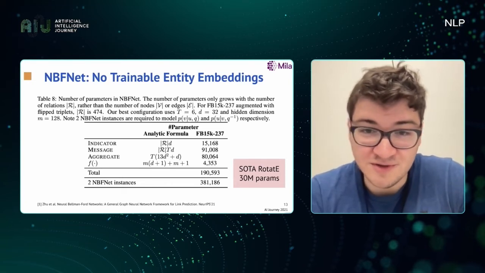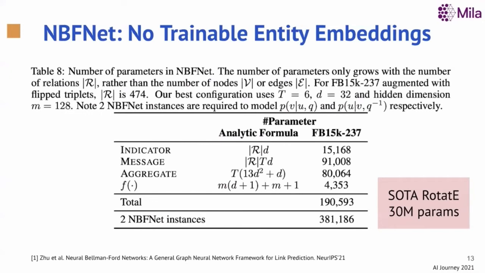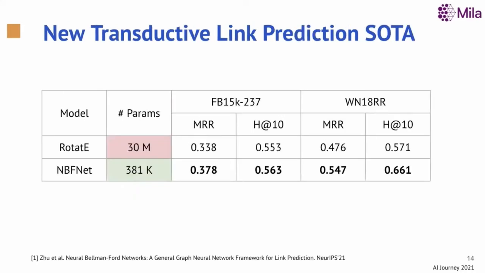Table 8, number of parameters in NBFNet. The number of parameters only grows with the number of relations. The numbers here used to take 300 million parameters. Accordingly, since Bellman-Ford is not trainable on embedded entities, these models suffice with 300,000 parameters, and this reaches much better values than the state-of-the-art shallow algorithm.